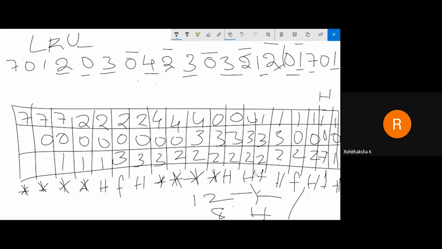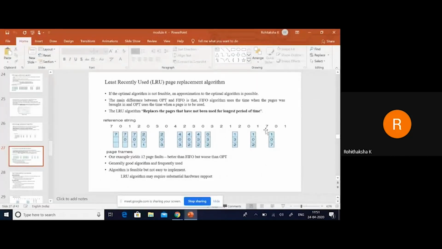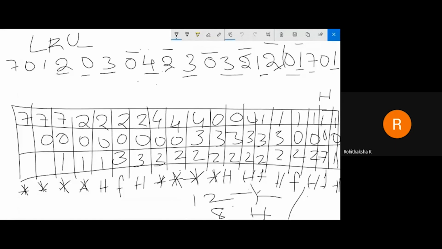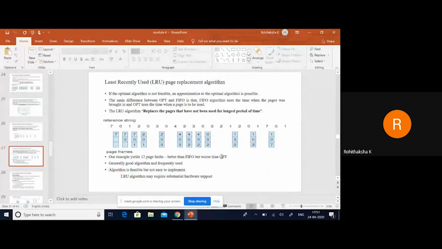So what we can say is the optimal page replacement algorithm is better, but we cannot predict what the next page will be. So this is what he says. Our example leads to 12 page faults. That is what I showed here also. You can just refer to here, 12 page faults I have. So 12 page faults is better than FIFO, but worse than optimal page replacement.